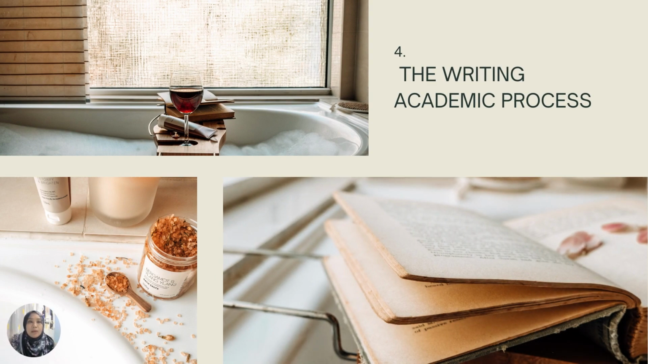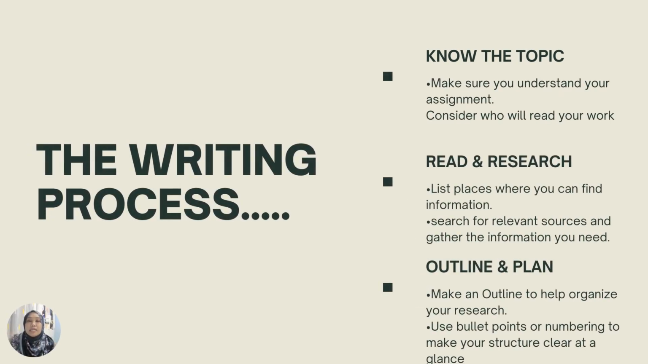So next, we are going to talk about the academic writing process. Before you write an essay or academic writing, you need to know these 5 steps so that later you are going to produce a good piece of writing. So before you write, you need to know the topic. Here you need to make sure you understand the assignment, and also consider who will read your work. And after that, you need to read and do some research.